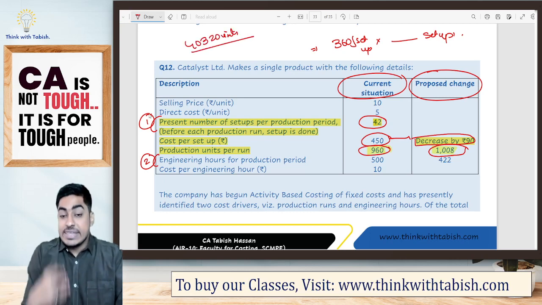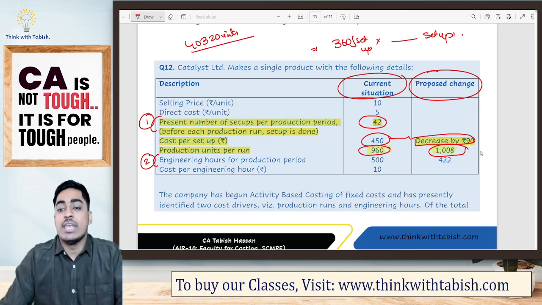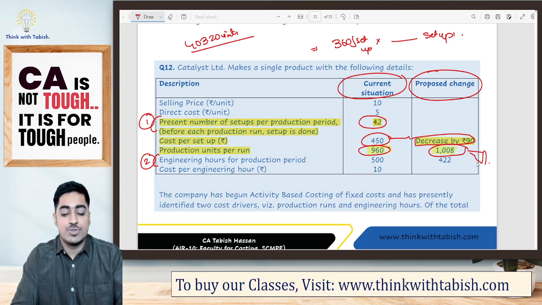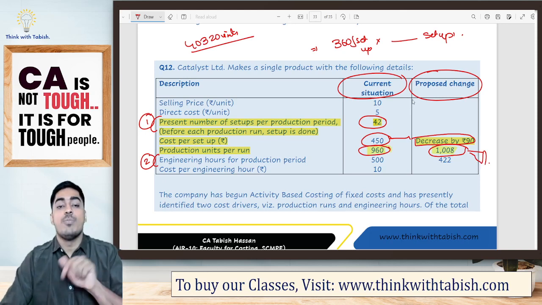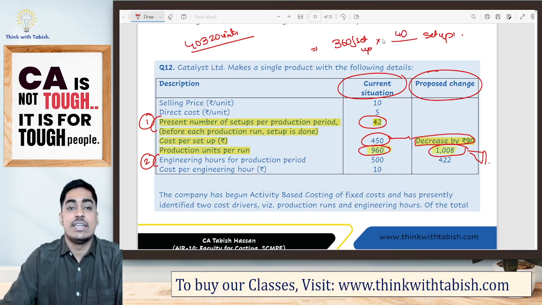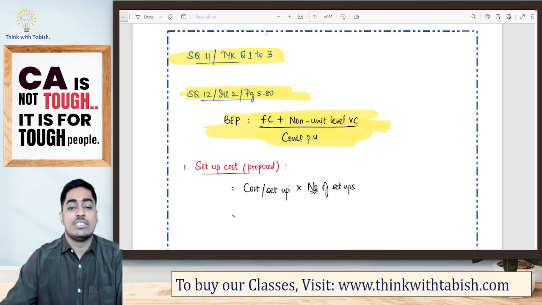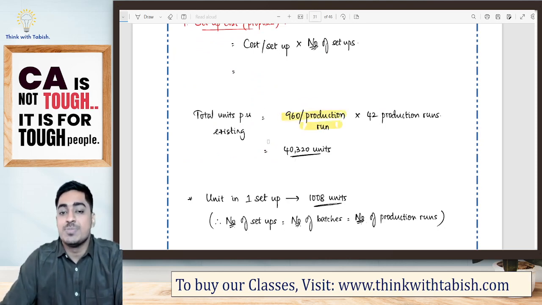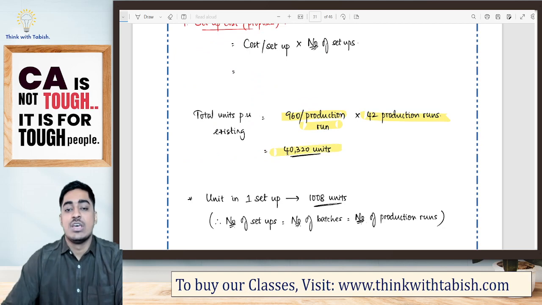Now, in the revised scenario, in every production run, how many units I am producing? 1008. That means to produce 40,320 units, how many times should I be setting up my machine? 40 setups are needed. Is it clear, everyone? Yes, this was an important point. Look at this. Currently, how many units I am producing? 960 units per production run into 42 production runs, 40,320 units.